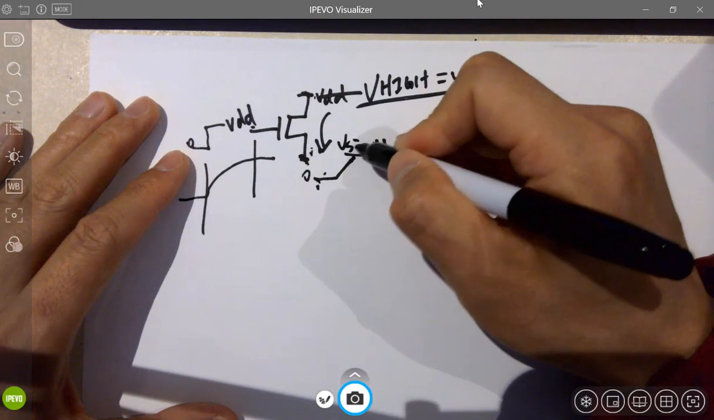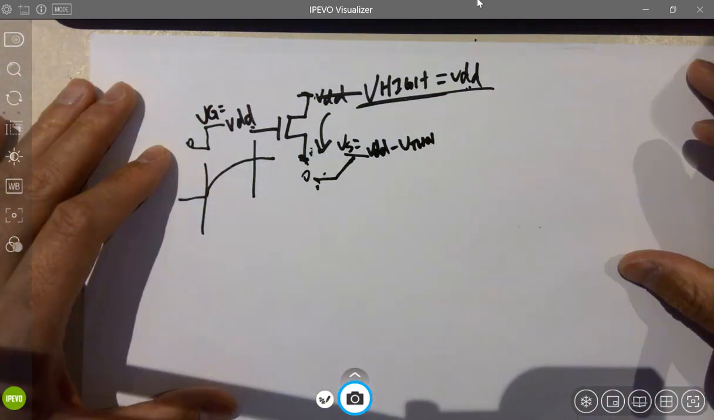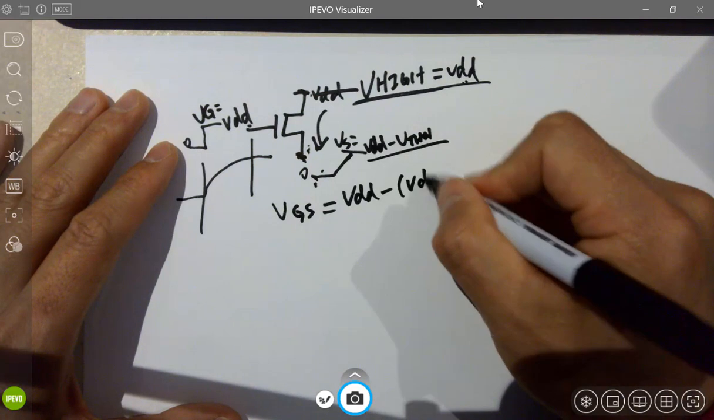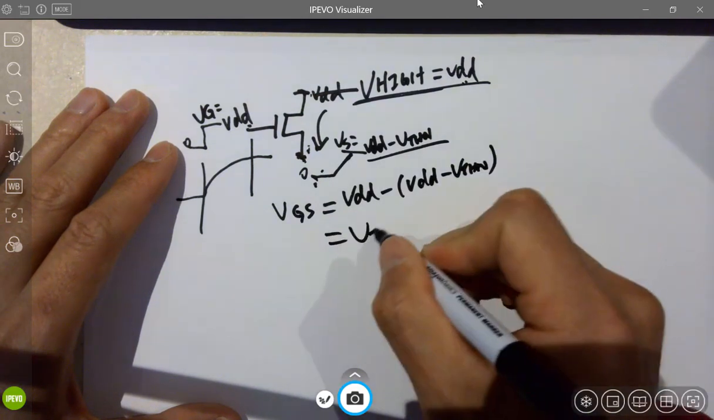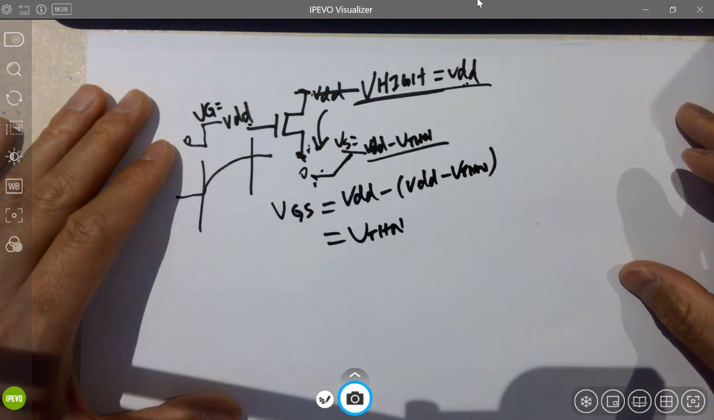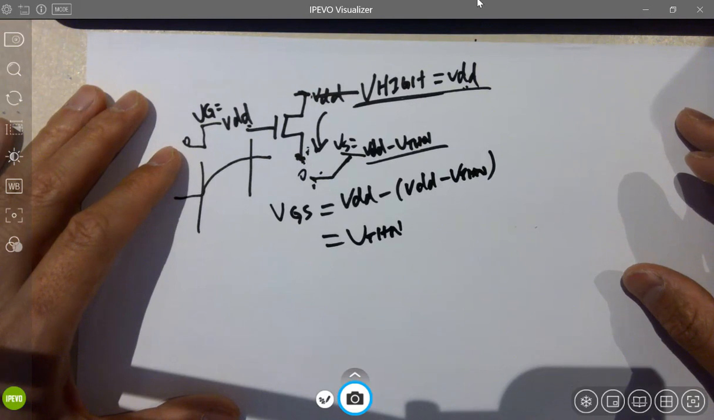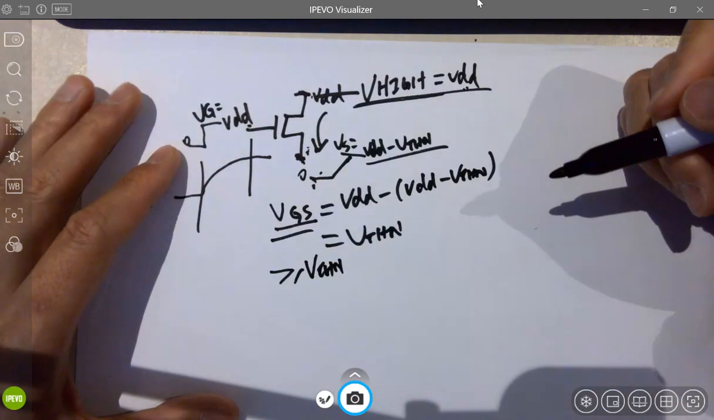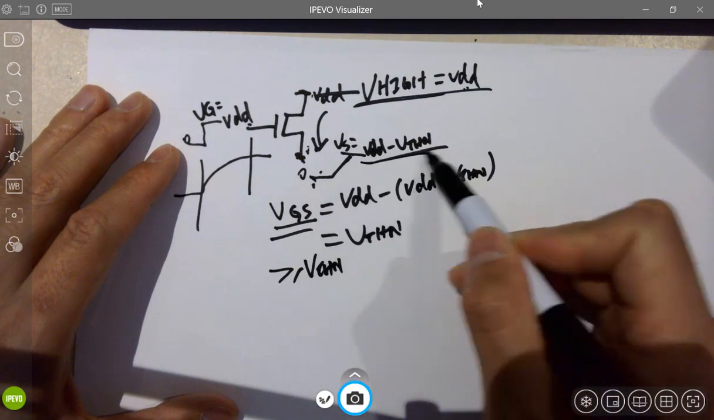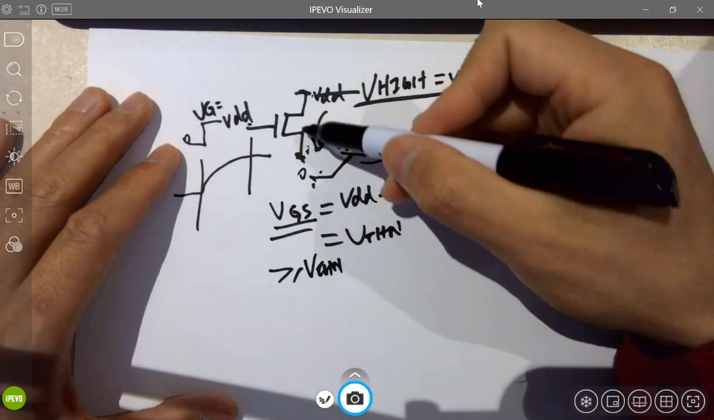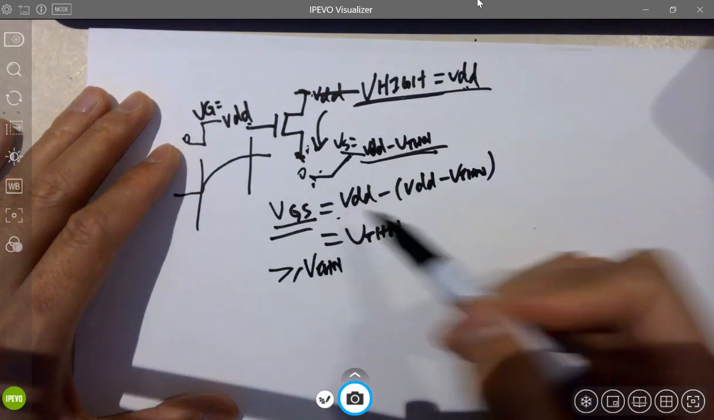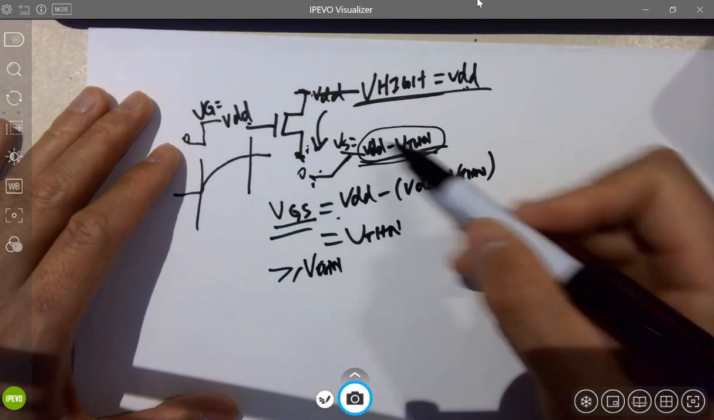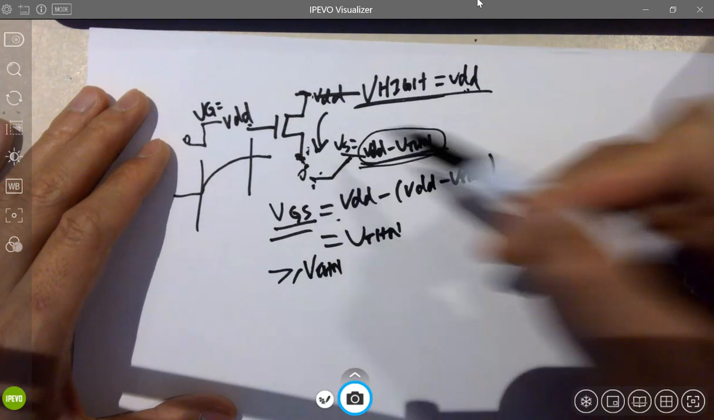That's the source, VS. This is VG. So VGS equals VDD minus VS, which equals VTHN. VGS must be larger than VTHN in order to turn on the channel. However, after the source reaches VDD minus VTHN, it starts shutting off the NMOS. So the voltage cannot keep rising. It's going to stop at this voltage. So you are getting a VTHN loss. You're not getting VDD. So how can I get a VDD here?